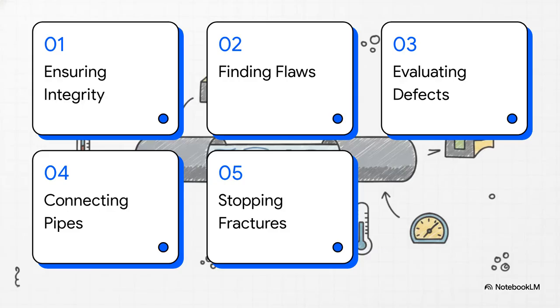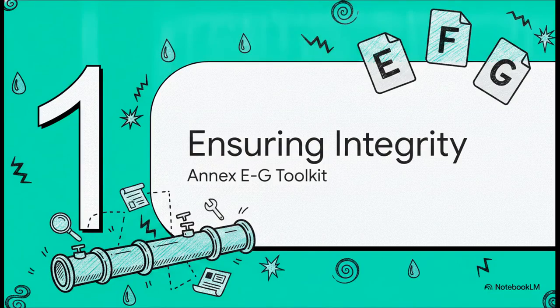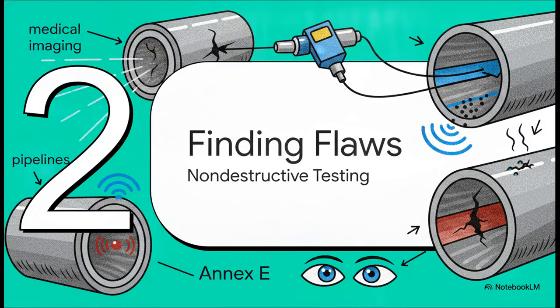Here's our roadmap for today. We'll be looking at ensuring pipeline integrity, finding flaws through non-destructive inspection, evaluating imperfections and defects, connecting pipes with coupling standards, and finally, stopping ductile fractures. Okay, let's kick things off with Section 1, ensuring pipeline integrity. Which brings us right into Section 2, finding flaws through non-destructive inspection.